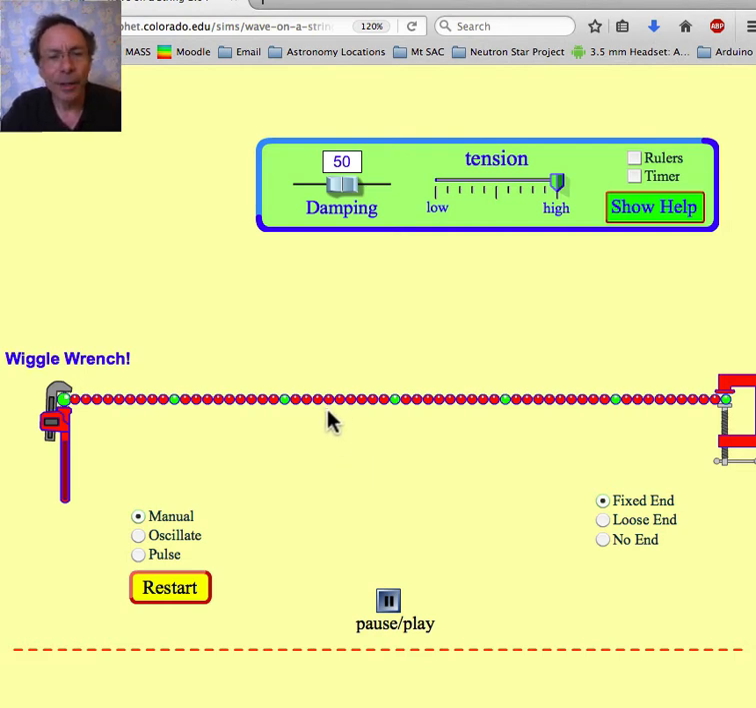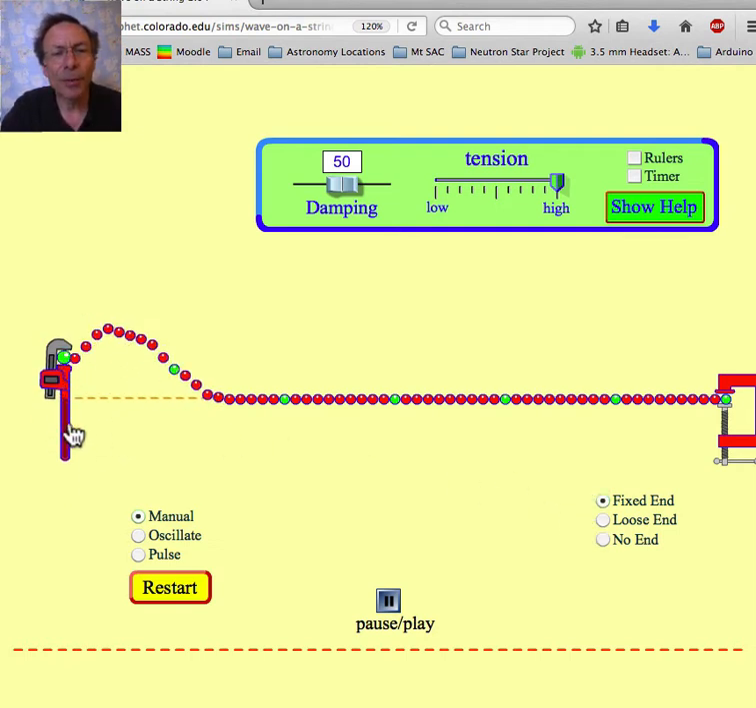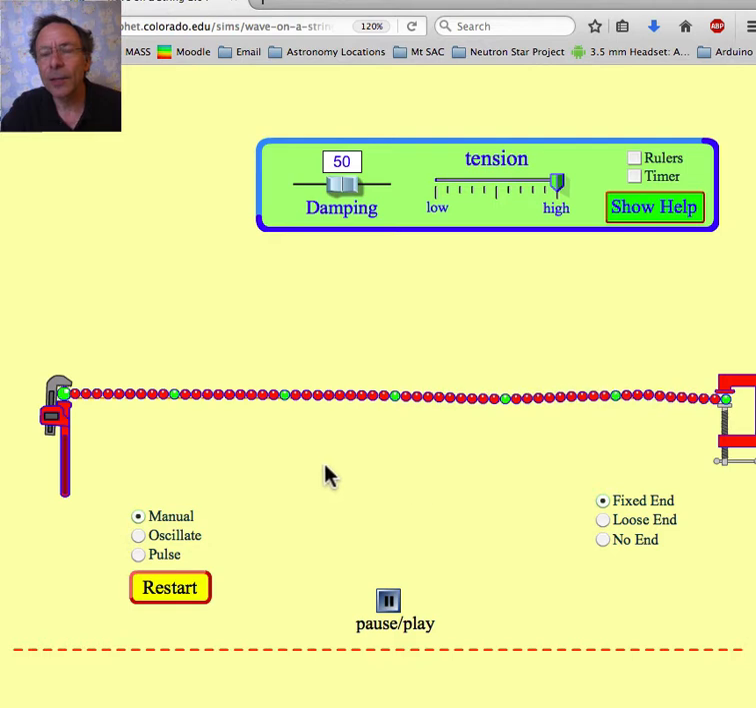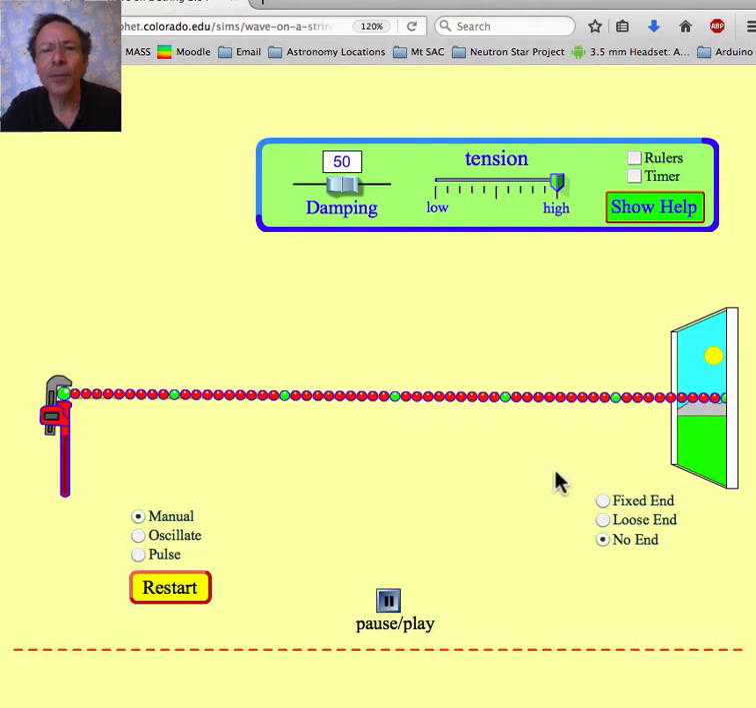And here it is. So let's look at traveling waves first. Let's just show you what happens when I do this. This is a traveling wave, but it's a fixed end. So what I'm going to do is I'm going to switch it to no end.